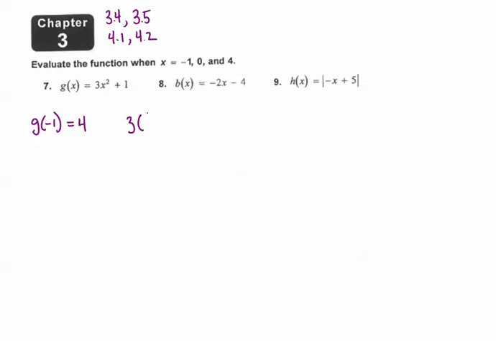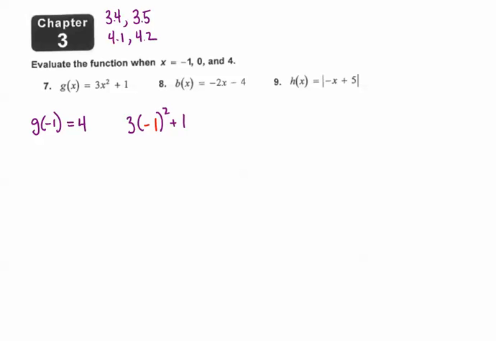So what I'm going to do is, in place of the x, I'm going to put parentheses. That's a placeholder there for a value. And so I'm going to plug in our negative 1. So what this problem asks us to do is to evaluate each of those functions in 7, 8, and 9 when x is equal to negative 1, when x is equal to 0, and when x is equal to 4.